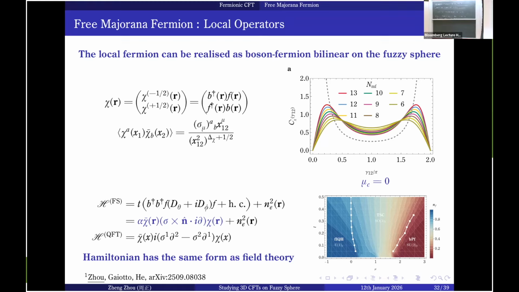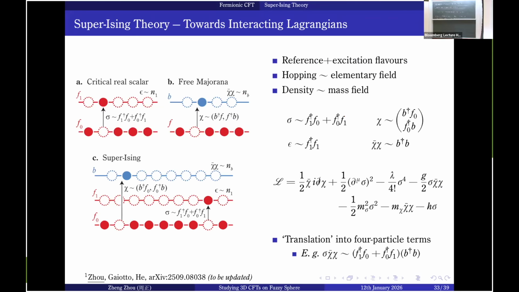the Hamiltonian on the fuzzy sphere can be rewritten in a fashion that exactly corresponds to the QFT Hamiltonian of a single Majorana fermion. This hints that there might be some correspondence between the fuzzy sphere and Lagrangian QFTs. Now we can put different theories on the fuzzy sphere together, for example, the free Majorana and the critical real scalar, or Ising.